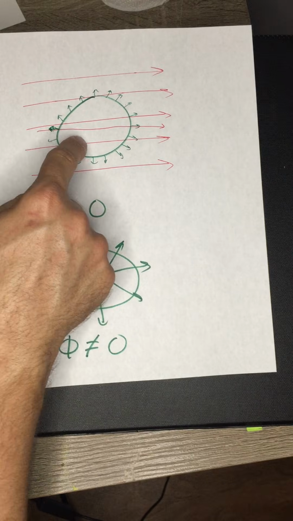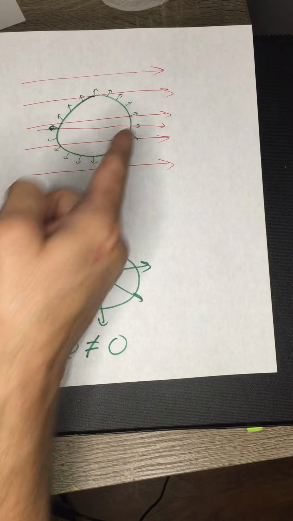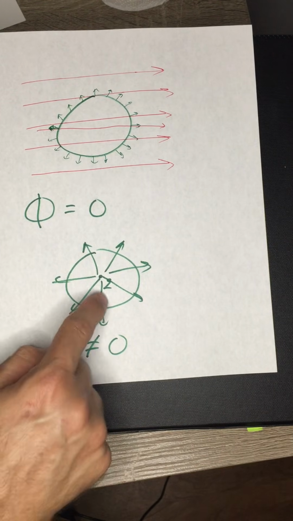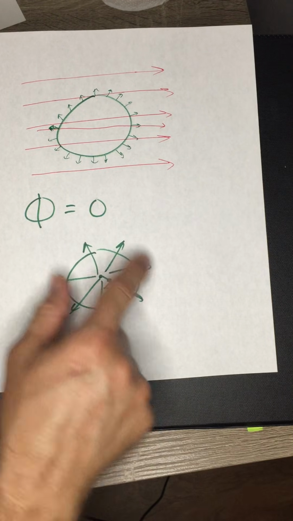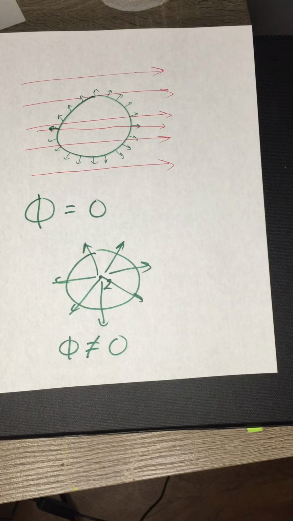But here, because the field is coming externally, the flux through this surface is identically 0. Here, it's definitely not 0. I'm going to actually have to do the integration here. All right, the integration will be done in some examples and some videos, but that's the electric flux in a nutshell.